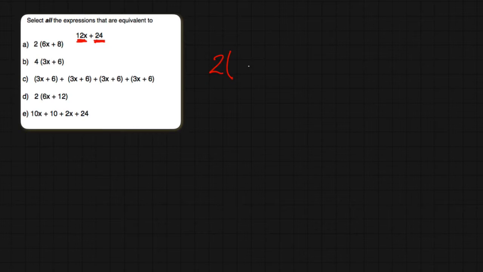Let's say I have 2 groups of 6x plus 8. Now, instead of listing them all out, I am going to take a shortcut and multiply. Instead of adding 6 plus 6, I'm going to do 2 times 6. That's 12x. And I'm going to say I have 2 groups of 8, so 8 plus 8 would be 16. That's called the distributive property, right? We can multiply across this addition problem to get a total. And 12x plus 16 is not equivalent to 12x plus 24, so this one is out.